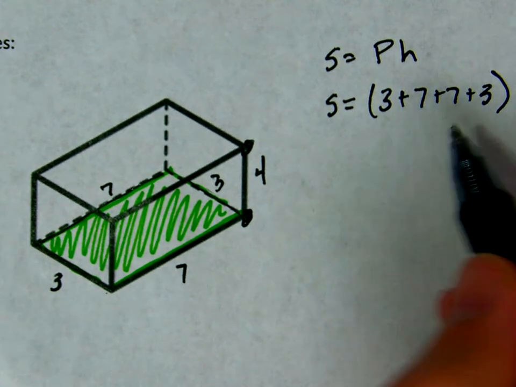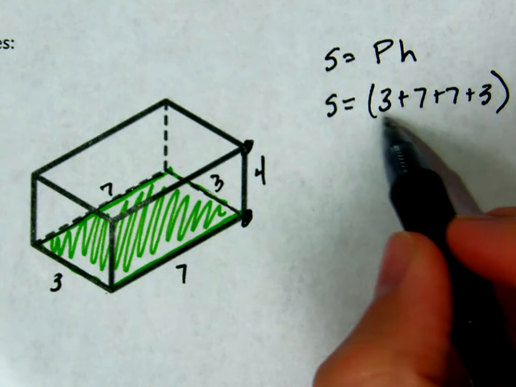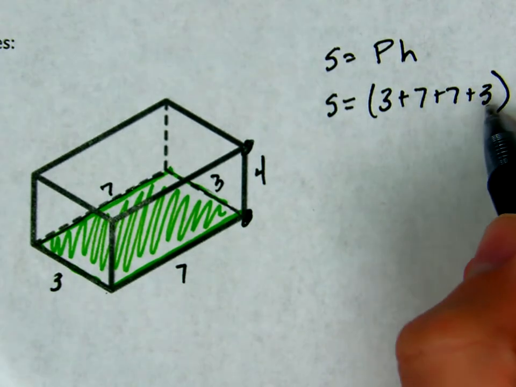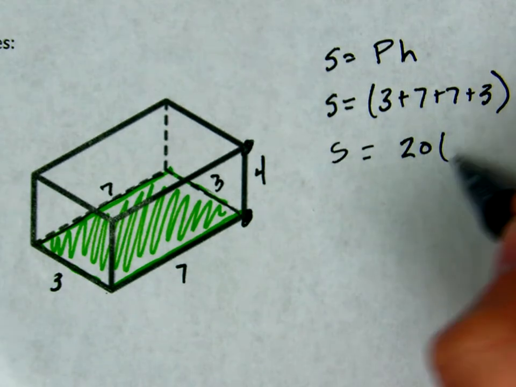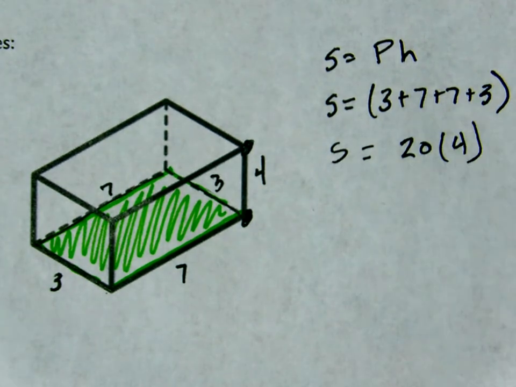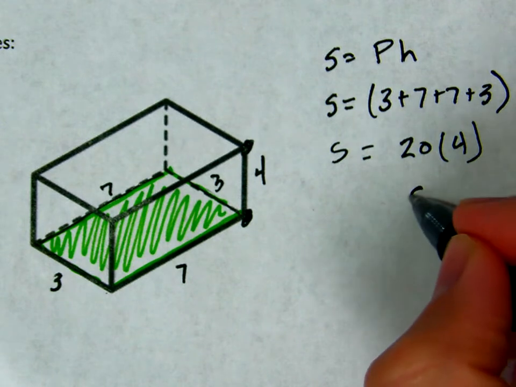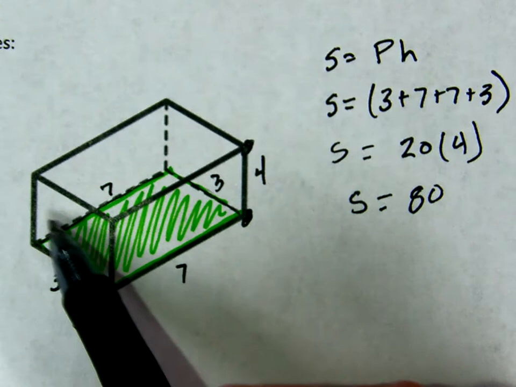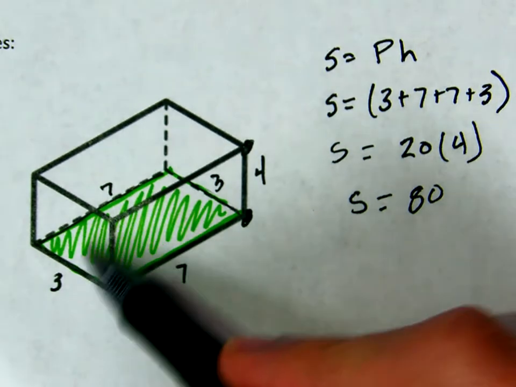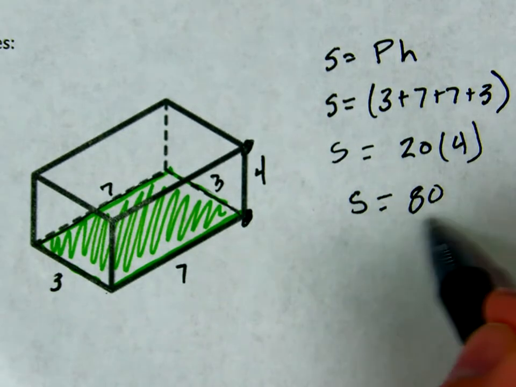Alright, so we're just going to add all those up and then multiply. 3 plus 7 plus 7 plus 3 gives us 20. And drop down the 4. Our next step is just multiplying. 20 times 4 gives us 80. So our lateral surface area, the area around the outside, excluding the top and bottom, is 80.